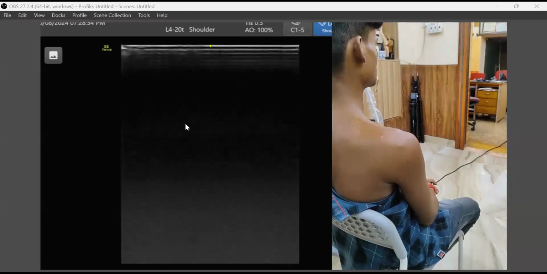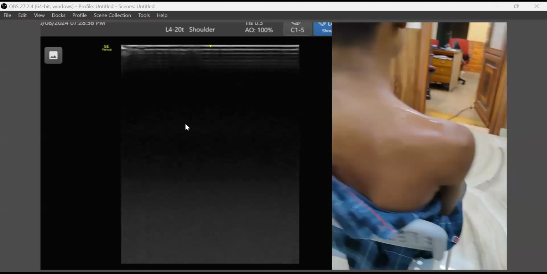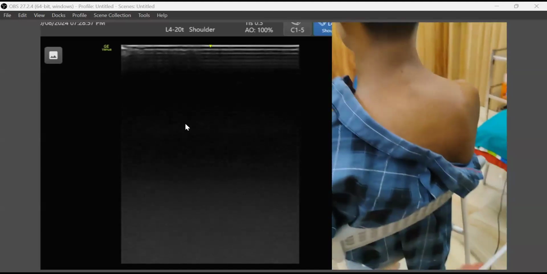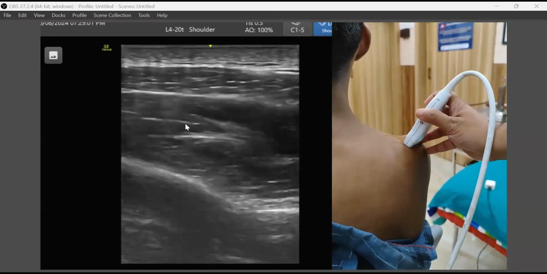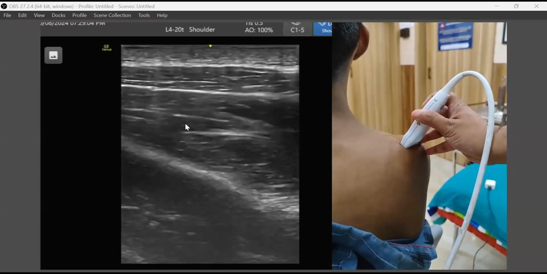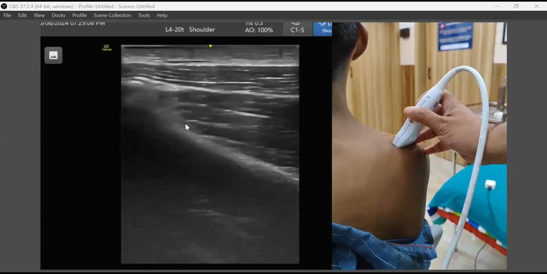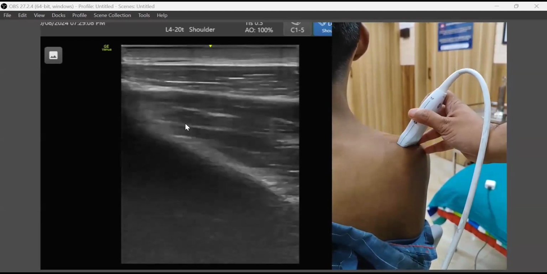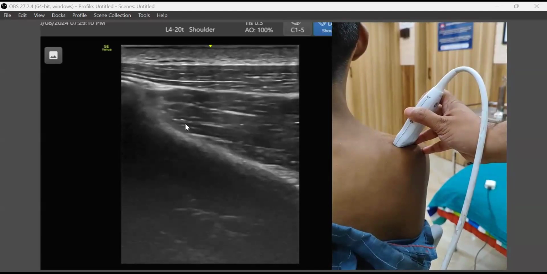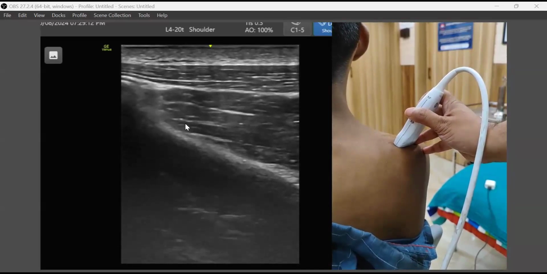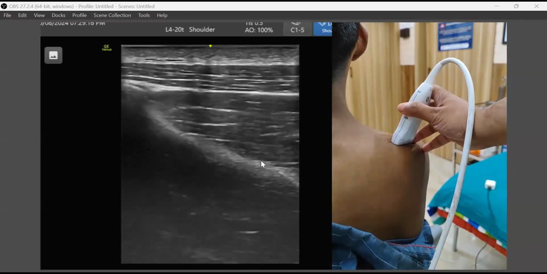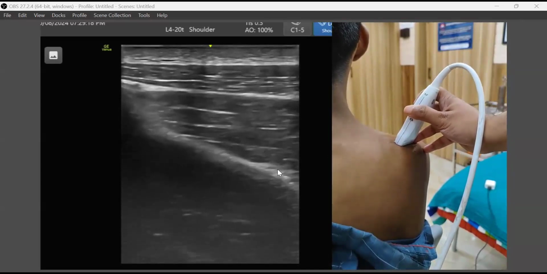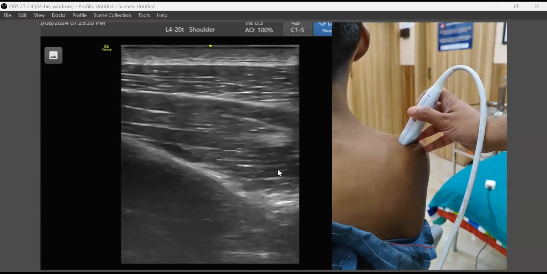Okay, I think we need to change the direction of the camera because you are not able to see anything from this area. Okay, as we are seeing at this area, this is the fossa. Now from medial to lateral, we can see this hyperechoic bony margin where my cursor is at this point. This is the hyperechoic bony margin. So this is the scapula.